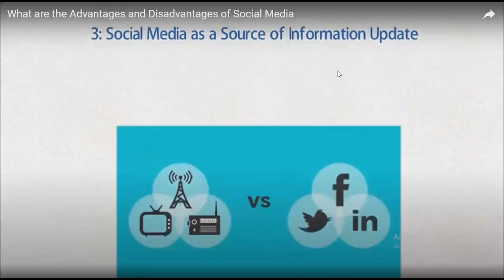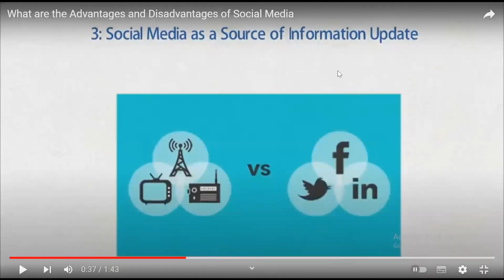And social media as a source of information update. As I told you, social media is very fast and people comment on it. People provide their own experiences with the product. So if the products are of very good quality and the comments are very positive, it would be very important for other customers to get an idea what kind of product this is, if it is a genuine one.